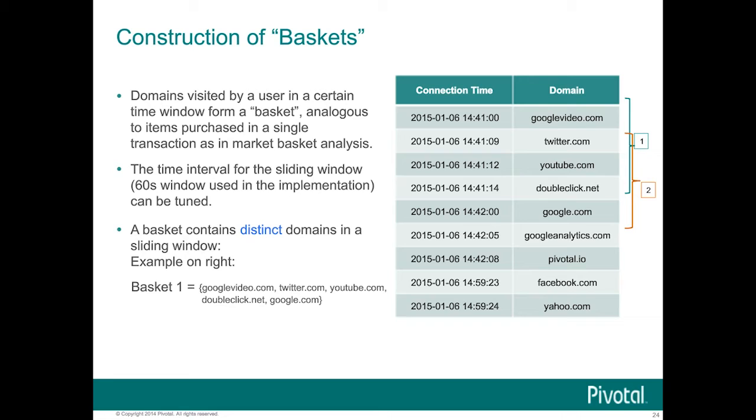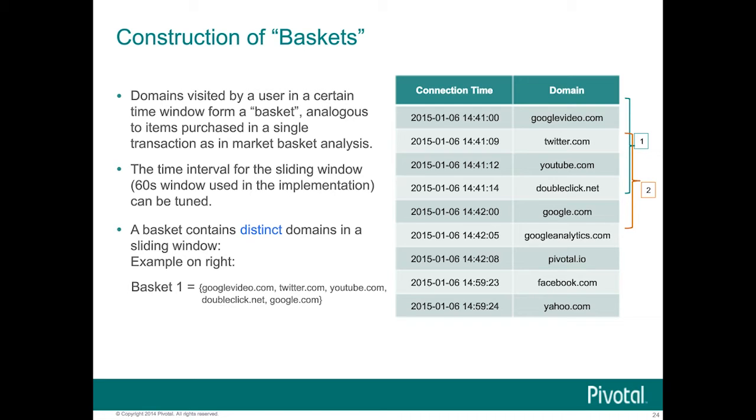This parameter, the time interval for creating the baskets, is highly tunable. In this case, we use 60 seconds, but based on the application or the problem that we are tackling, that can be varied. One other thing to note is that a basket contains distinct domains, and a sliding window is used to create multiple baskets. In the example on the right, the first basket would have something like Google, Twitter, YouTube, DoubleClick, and Google. The domains in the basket are again time ordered and they are distinct. That's something that we have to take into consideration.